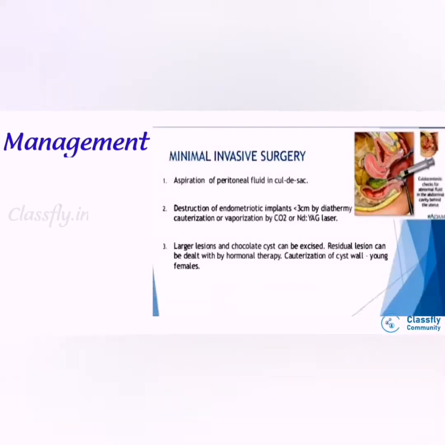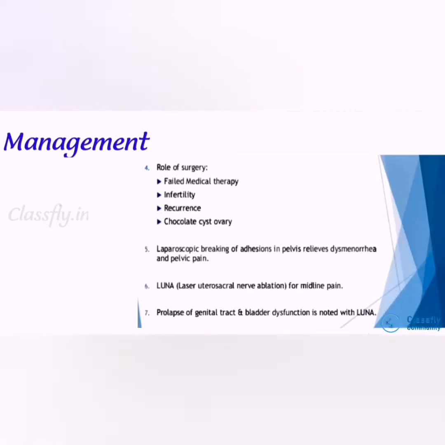Second category is minimally invasive surgery. First one, aspiration of peritoneal fluid in the pouch of Douglas. Second one is destruction of endometrial implants less than 3 cm by diathermy, cauterization or vaporization by carbon dioxide laser. Third one is hormonal therapy. Residual lesions, large lesions and chocolate lesions are excised. Fourth one is LUNA, that is laser uterosacral nerve ablation. Fifth one is laparoscopic breaking of adhesions in the pelvis.